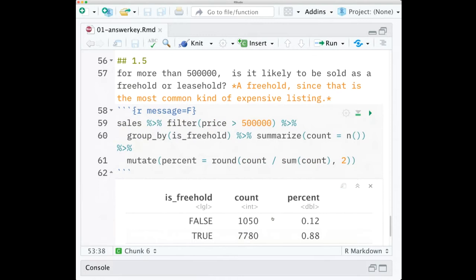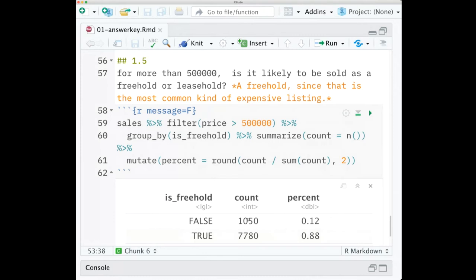If a listing is sold for more than £500,000, is it likely to be sold as a freehold or leasehold? So you could filter, you could group by, and then summarize, just like before. Okay, so that's section one. You've done that exact kind of stuff before. You've seen all that. And the reason why I'm doing this, I'm never just asking you to do this mechanically. It has a point. Later on, we're going to use the exploratory results to demonstrate intuition about your model.